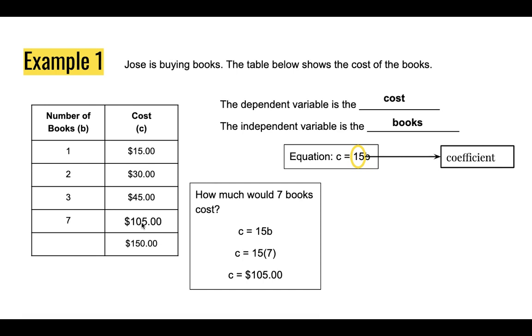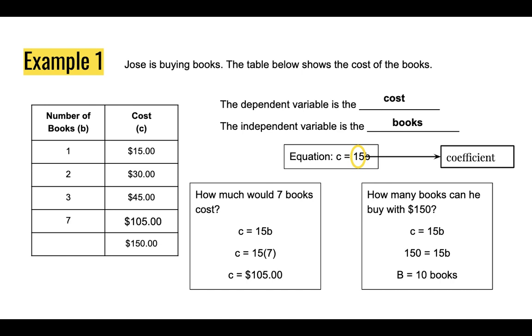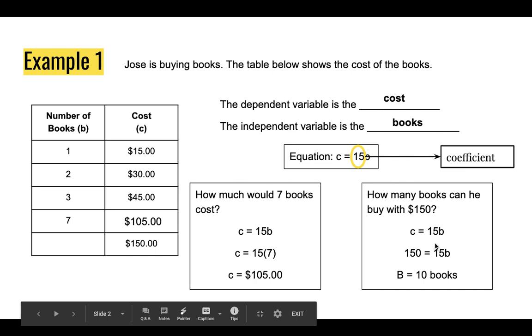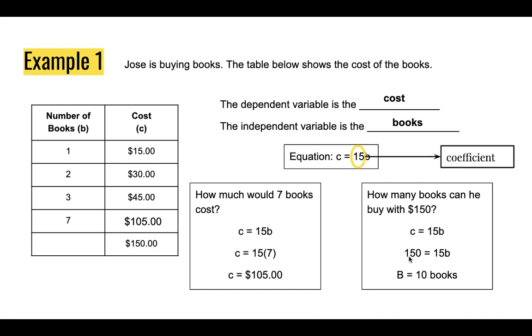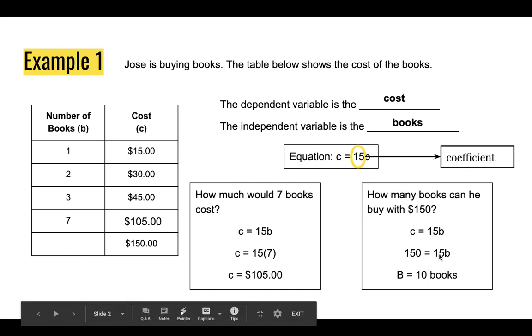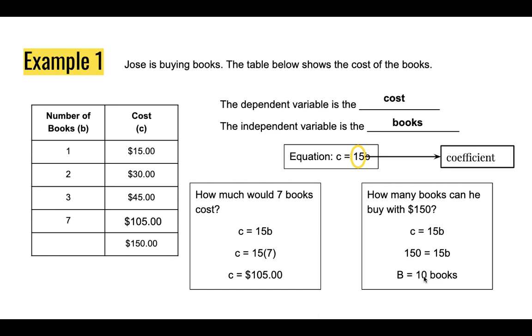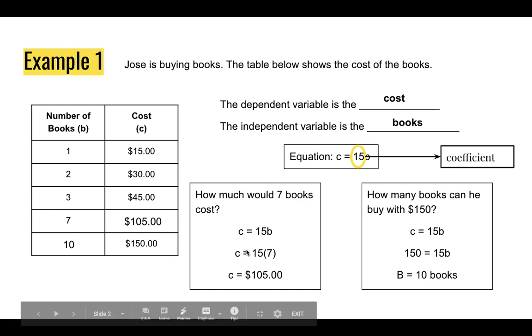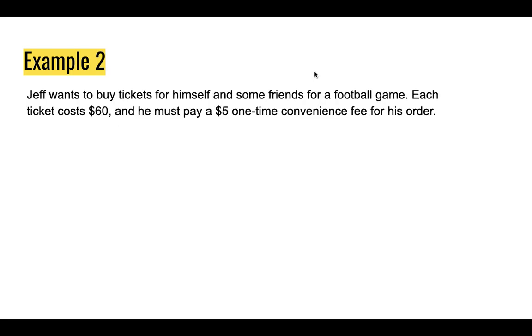I can also use this equation to work backwards and think, how many books can Jose buy with $150? Using the same equation, but this time I am given the price that I can pay, or that Jose can pay. $150 is equal to 15 times, what missing number B should go here? Well, 150 divided by 15 is 10. So with $150, Jose can buy 10 books. So here are a couple of different ways that I can use this equation to help me answer questions about this situation. Let's look at another example.